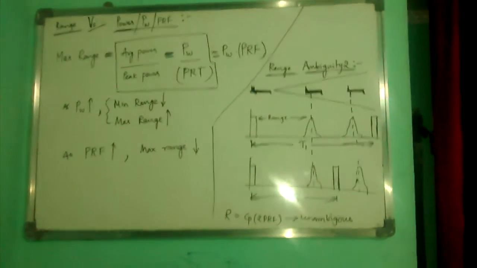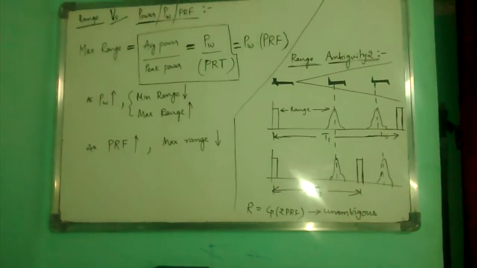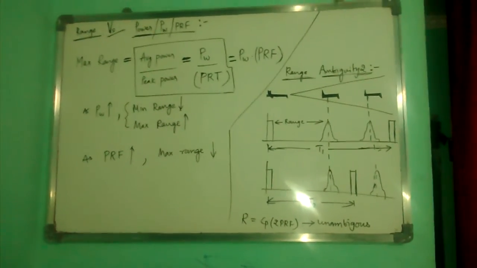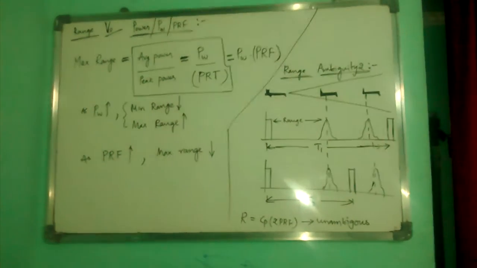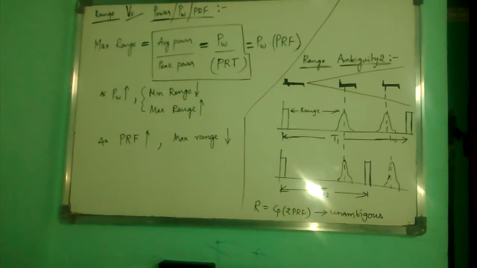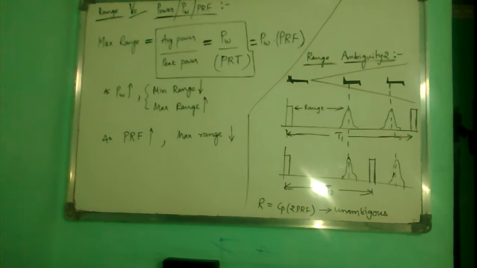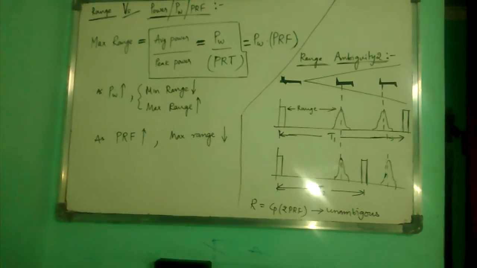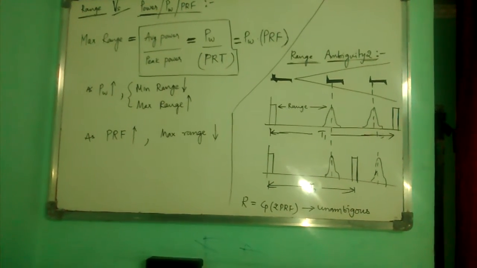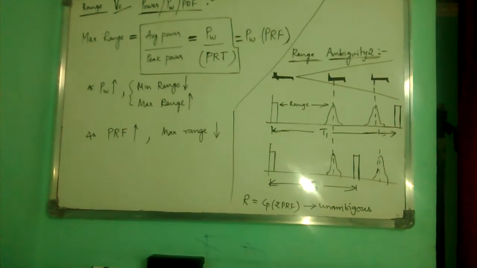Now come to pulse repetition frequency. When pulse repetition frequency increases, that means the duration between the pulses decreases, as frequency is 1 by time period. That means as frequency increases, time is decreasing. As the time between the pulses decreases, both the pulses have less time.